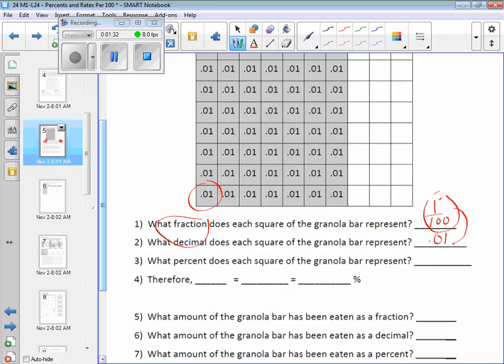All right, each box is what as a percent? Jake, do me a favor, close that door. Just that little side sound is enough to be distractible.